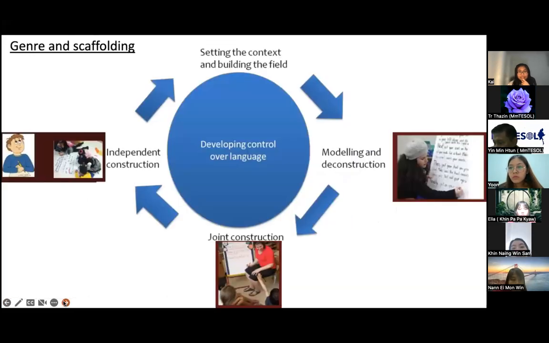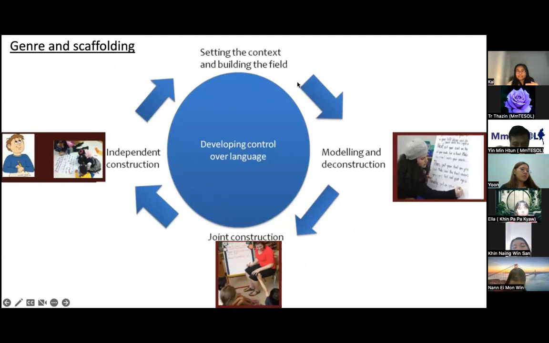And now I would like to give you another approach that is related to scaffolding, which is the genre-based teaching approach. So this is the process of genre-based teaching. For example, we are going to teach the students argumentative writing, and we want the students to be able to write argumentative writing at the end of the lesson. So the first step in genre-based teaching is we build the context.